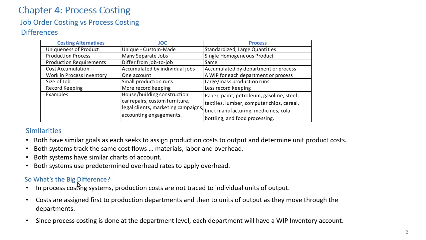In process costing systems, production costs are not traced to individual units of output. Costs are assigned first to production departments and then to units of output as they move through the departments. Since process costing is done at the department level, each department will have a work in process inventory account.